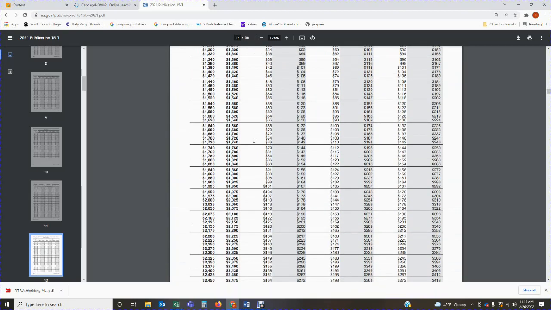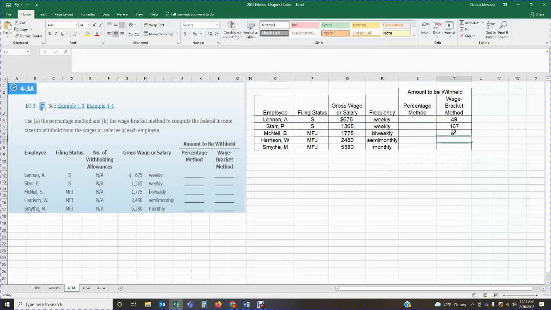We keep on scrolling. $17.75 is between $17.60 and $17.80, and that would give me $81. Between $17.60 to $17.80, the number that we're looking at is $17.75, so it falls into that little second tier right here. And that number, federal income tax, is $81. So we go back and we enter $81.